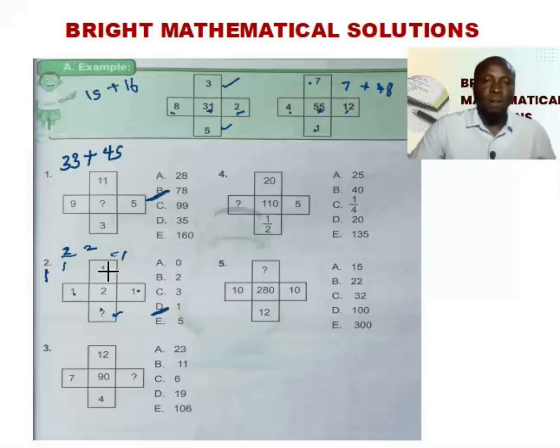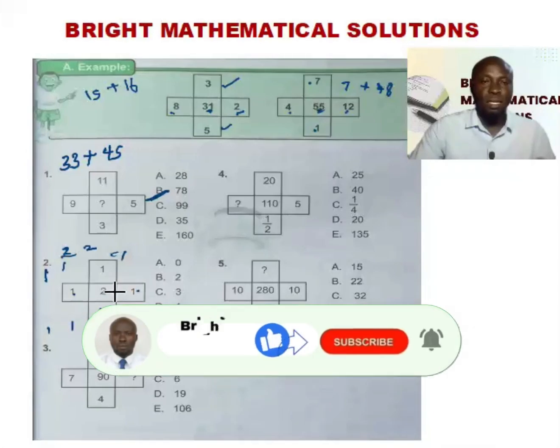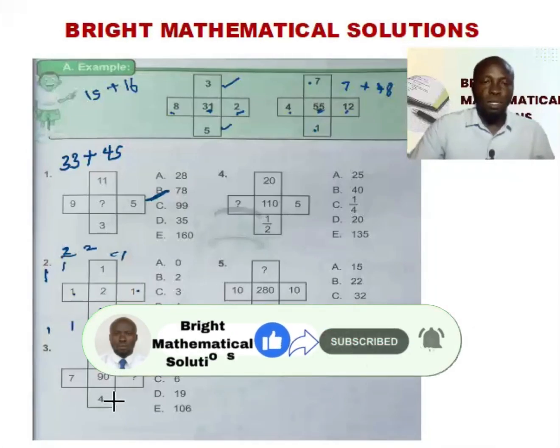And you can verify: 1 multiplied by 1 is 1, 1 multiplied by 1 is 1. So when you add it together, it gives you 2. Let's look at the next one.